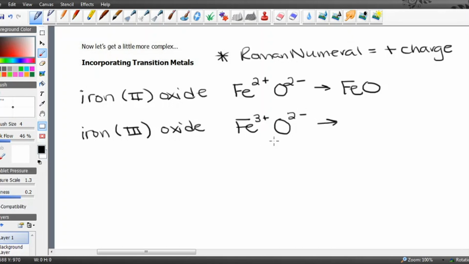I need to get those charges to cancel out. So my least common multiple is 6. I'm going to need 2 iron cations to get to a 6+, and I'm going to need 3 oxide anions to get to a 6-. So that is how we use the transition metals in order to write the formulas of those ionic compounds. You have to just pay attention to the Roman numeral that is given in the name.